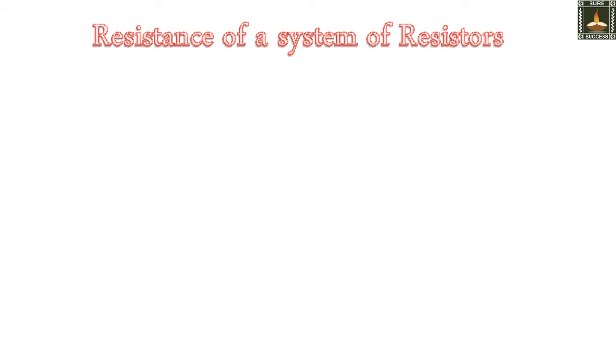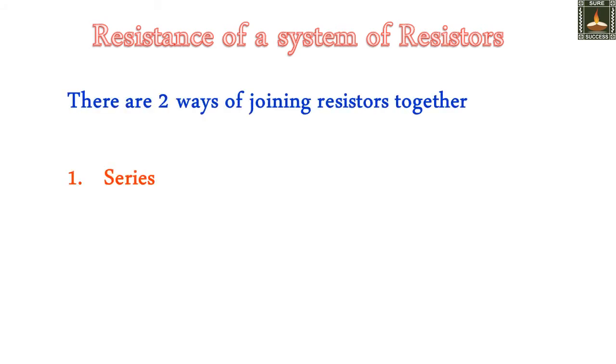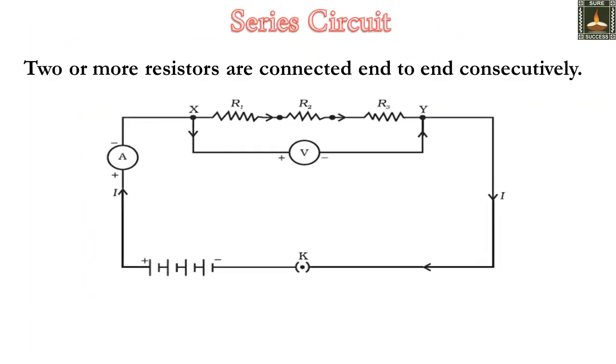Now, there are two ways of joining resistors together. One is series connection and another one is parallel connection. In a series combination of resistors, when two resistors are connected end to end consecutively, they are said to be connected in series. And according to the law of combination of resistances in series, the equivalent resistance is the sum of the individual resistances.